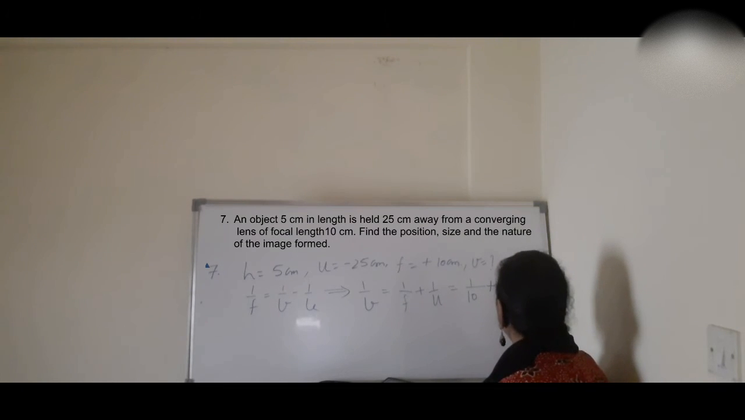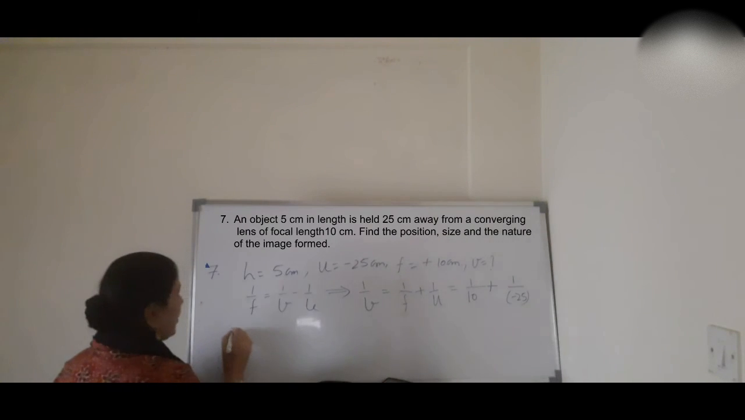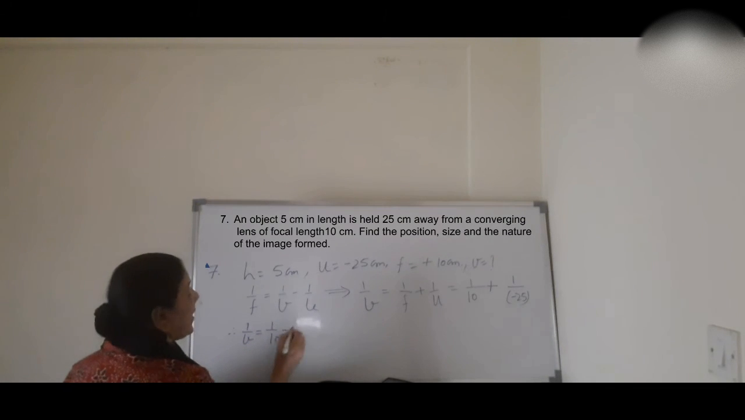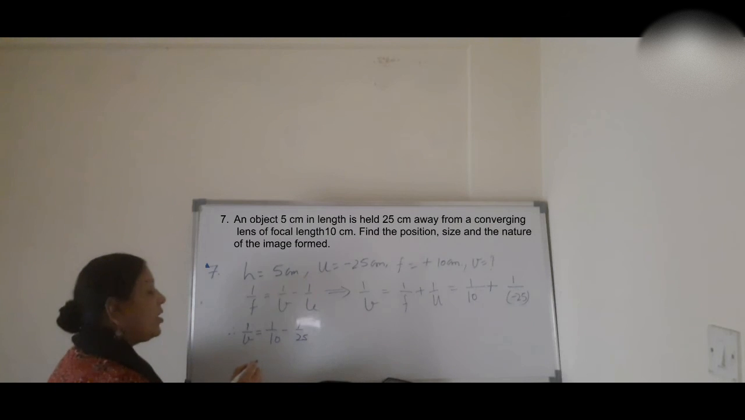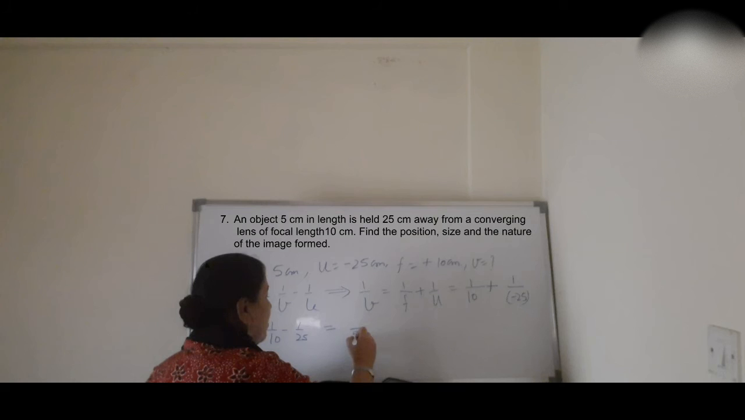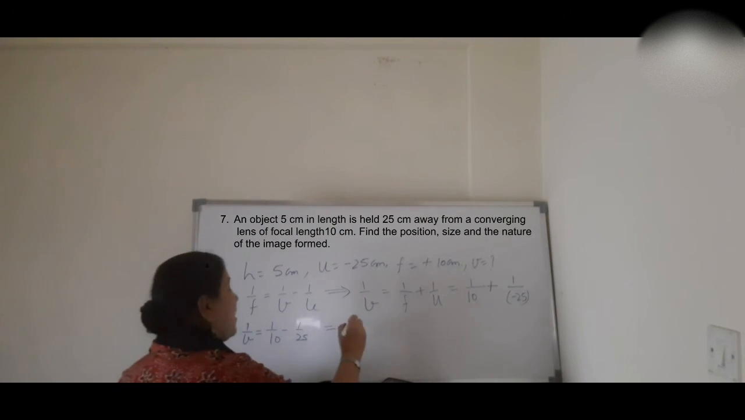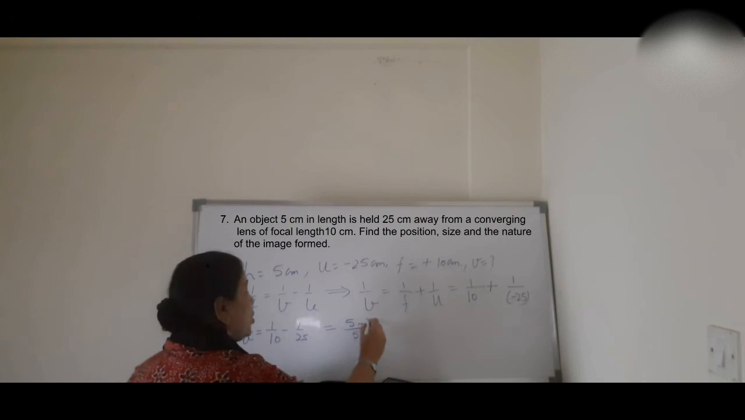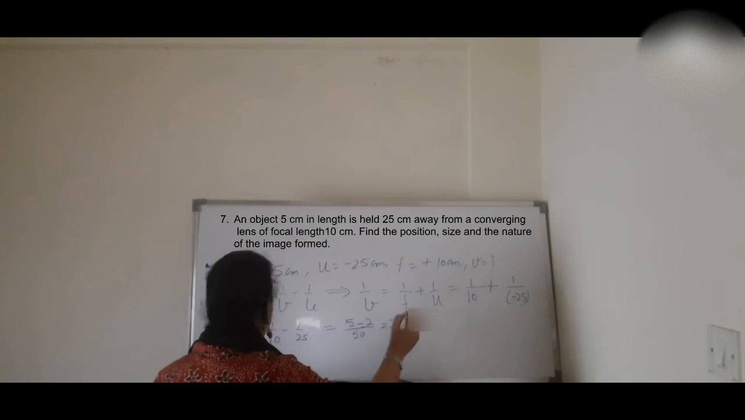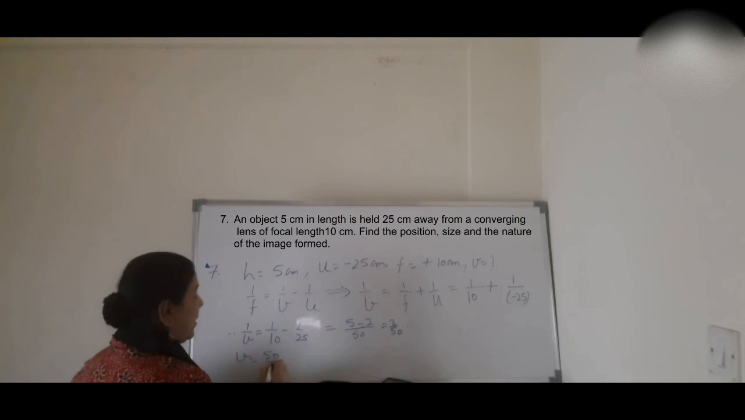Minus 25 here. So I may write that 1 upon v is equal to 1 upon 10 minus 1 upon 25. So here we have 25 and 50. We take 50. So here 5 minus 2. So we have 3 by 50, or v is equal to 50 by 3.